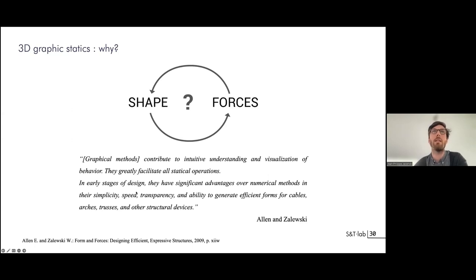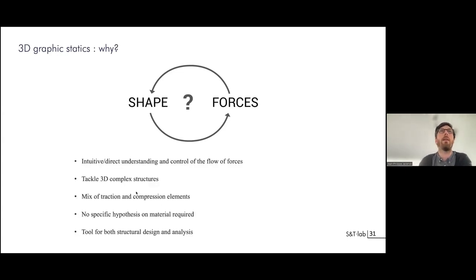In early stages of design, they have significant advantages over numerical methods in their simplicity, speed, transparency, and ability to generate efficient forms for cables, arches, trusses, and other structural devices. So the idea of doing 3D graphic statics is to deal with this relation between shape and forces.